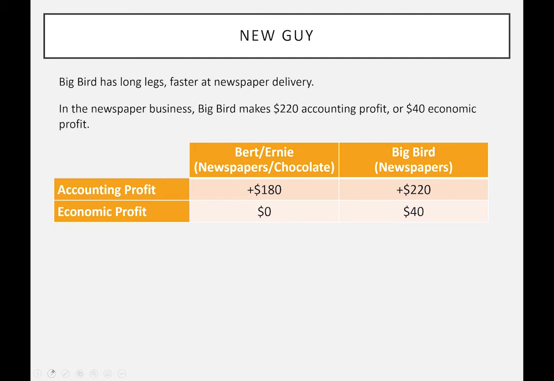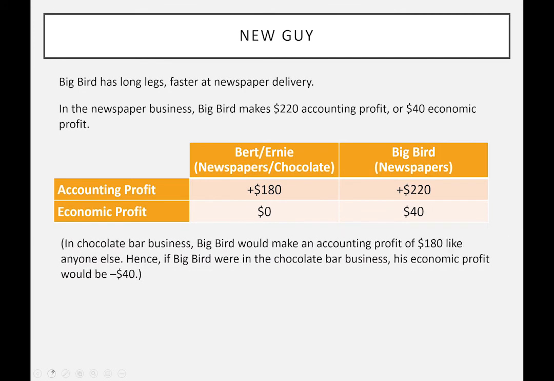In that case, Bert and Ernie, as before, whether they're in newspapers or chocolate, will be making an accounting profit of $180. They'll have an economic profit of zero because if they switch to something else, it's going to be the same as what they've currently got. Big Bird, on the other hand, at least in the newspaper business, is able to deliver newspapers more quickly and will have an accounting profit of $220 and an economic profit of $40. Notice that if Big Bird were to move into the chocolate bar business, he'd be making the same as the others, $180. So in effect, he'd be sacrificing his economic profit of $40, which he'd get in the newspaper business.